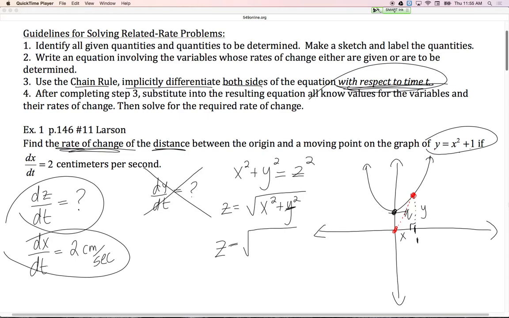All right, so we got square root of x squared plus y, and y is x squared plus 1, so we're going to put x squared plus 1 quantity squared.